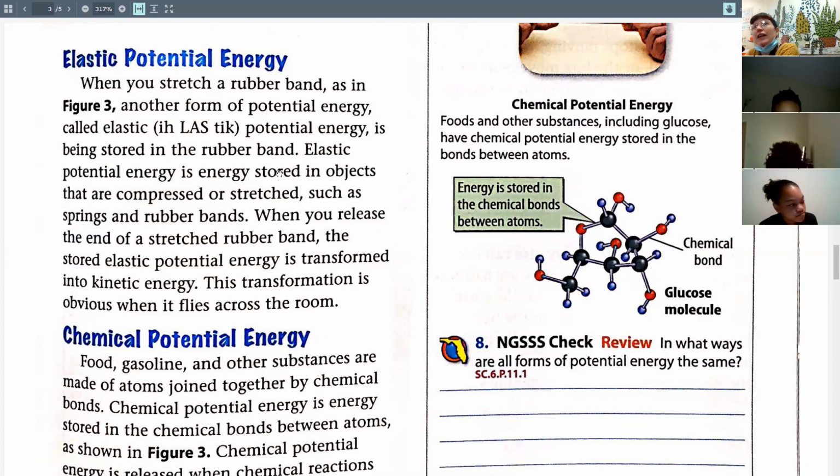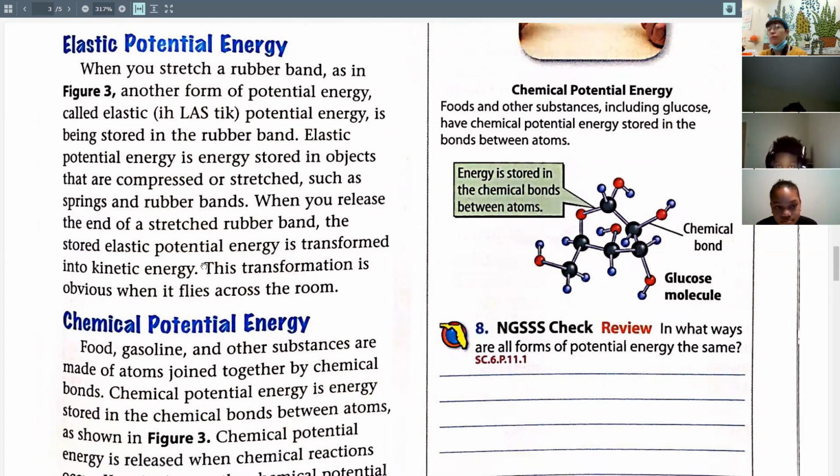So elastic potential energy is energy stored in objects that are compressed or stretched, such as a spring or a rubber band or your elastic sweatpants. When you release the end of a stretched rubber band, the stored elastic potential energy is transformed into kinetic energy. This transformation is obvious when it flies across the room.